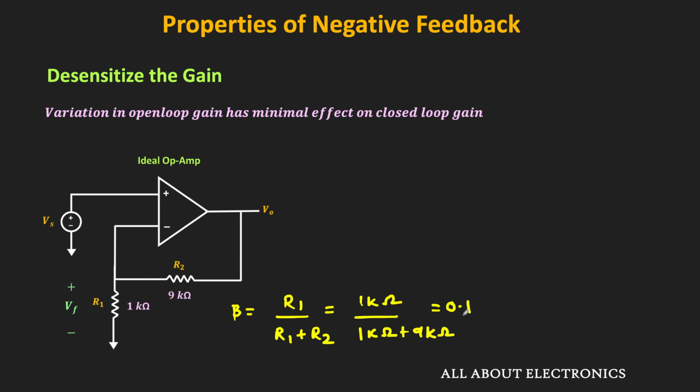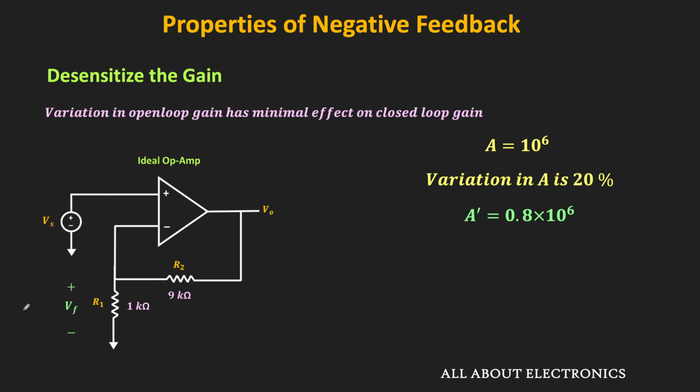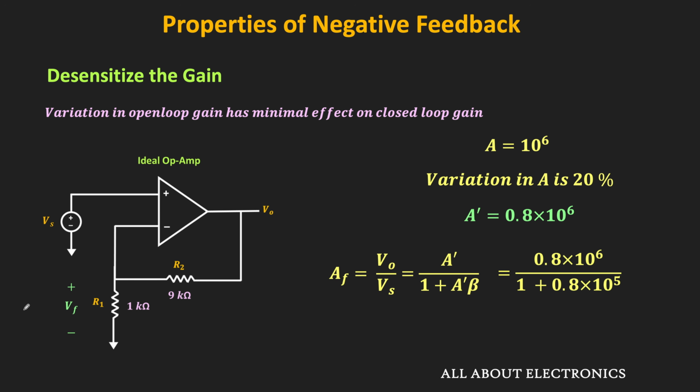Let's say initially, the open loop gain of the op-amp is equal to 10 to the power 6. Now let's say, because of the external parameters, this open loop gain of the op-amp reduces by 20%. So now the open loop gain will become 0.8 times 10 to the power 6. With this open loop gain, the closed loop gain of this non-inverting amplifier is equal to A dash divided by 1 plus A dash times beta, where A dash is equal to 0.8 times 10 to the power 6.